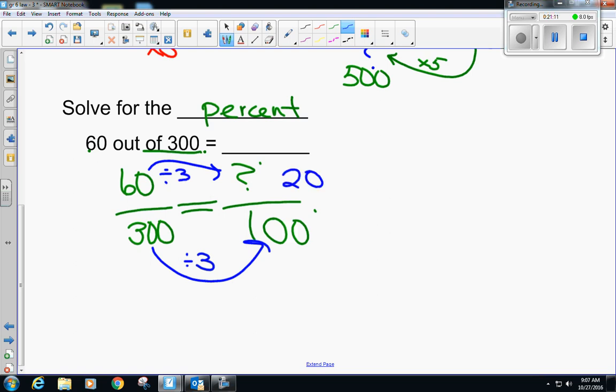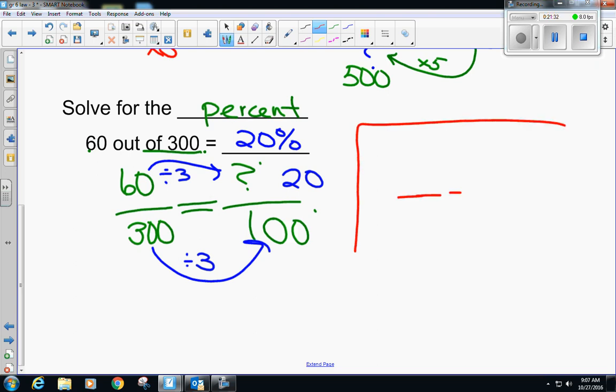So remember, that's not really 20. They want to know it is 20%. So you can't just tack a percent sign here and call it good. You actually have to rewrite it with a label. Okay? All right.